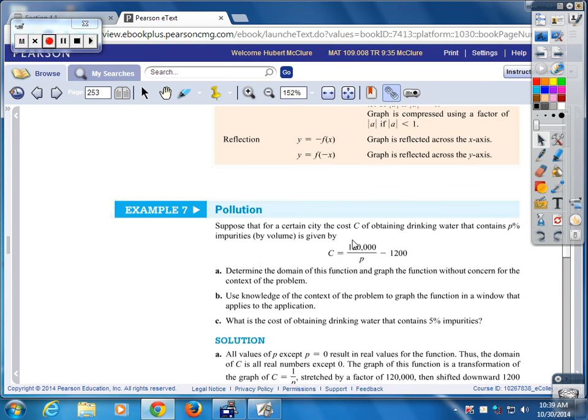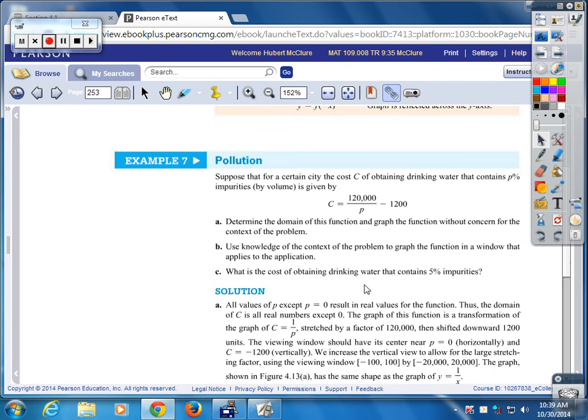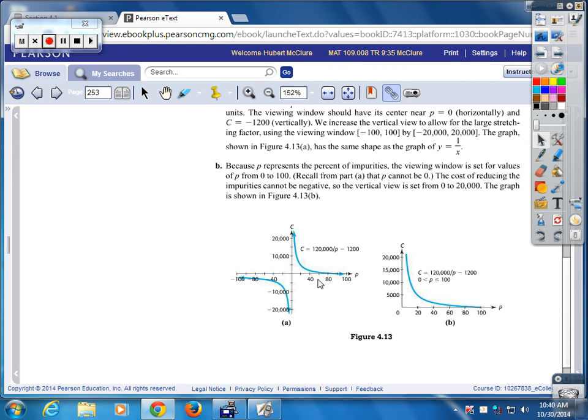Now, this is a function. You haven't seen too many of these functions, but I think we did. Did we talk about the volcano? 1 over x squared being a volcano? Okay. Well, get your parent graph functions out.